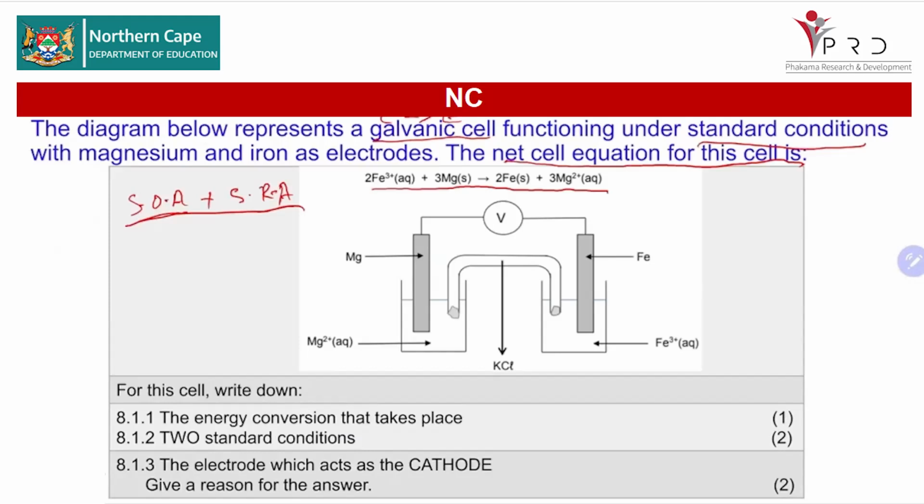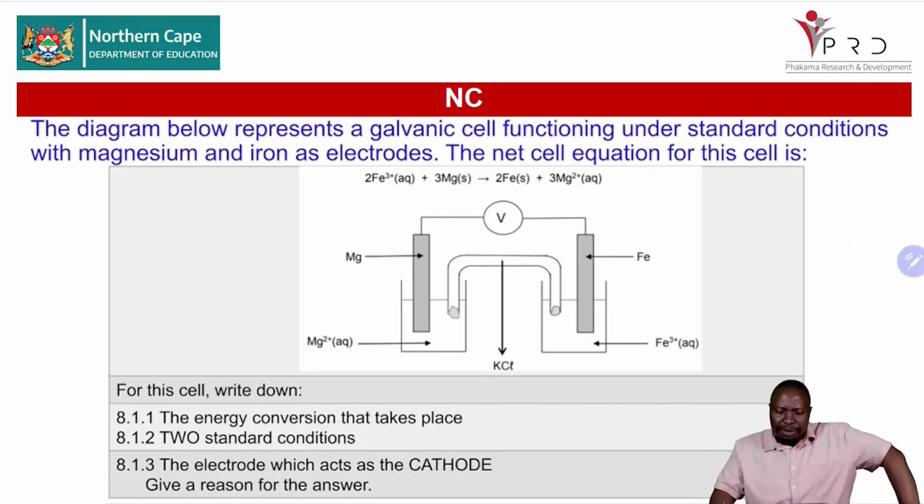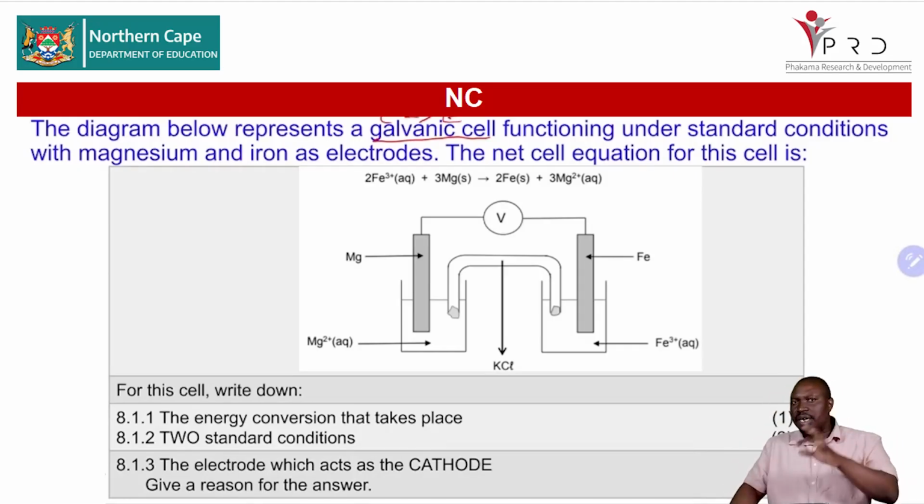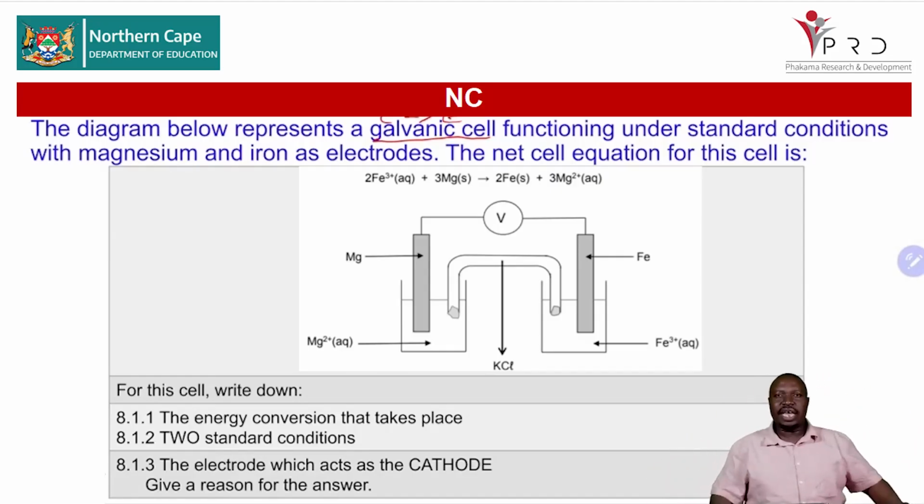Now we're going to the actual question. And if you look at this question already, they say the diagram below represents a galvanic cell. Immediately when you say galvanic cell, you know we are converting chemical to electrical energy. And remember, this is a spontaneous reaction. It's spontaneous because no energy is added. So we are producing energy. Hence, we say this is an exothermic reaction. Galvanic cells are exothermic reactions.